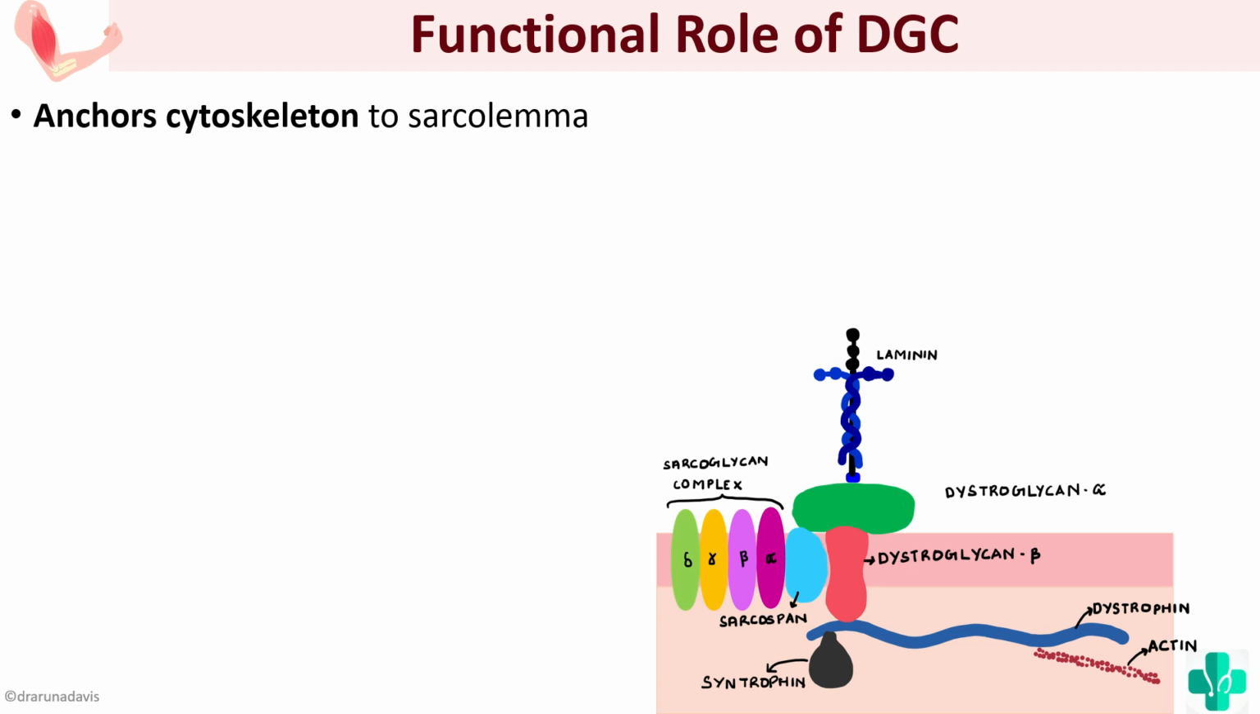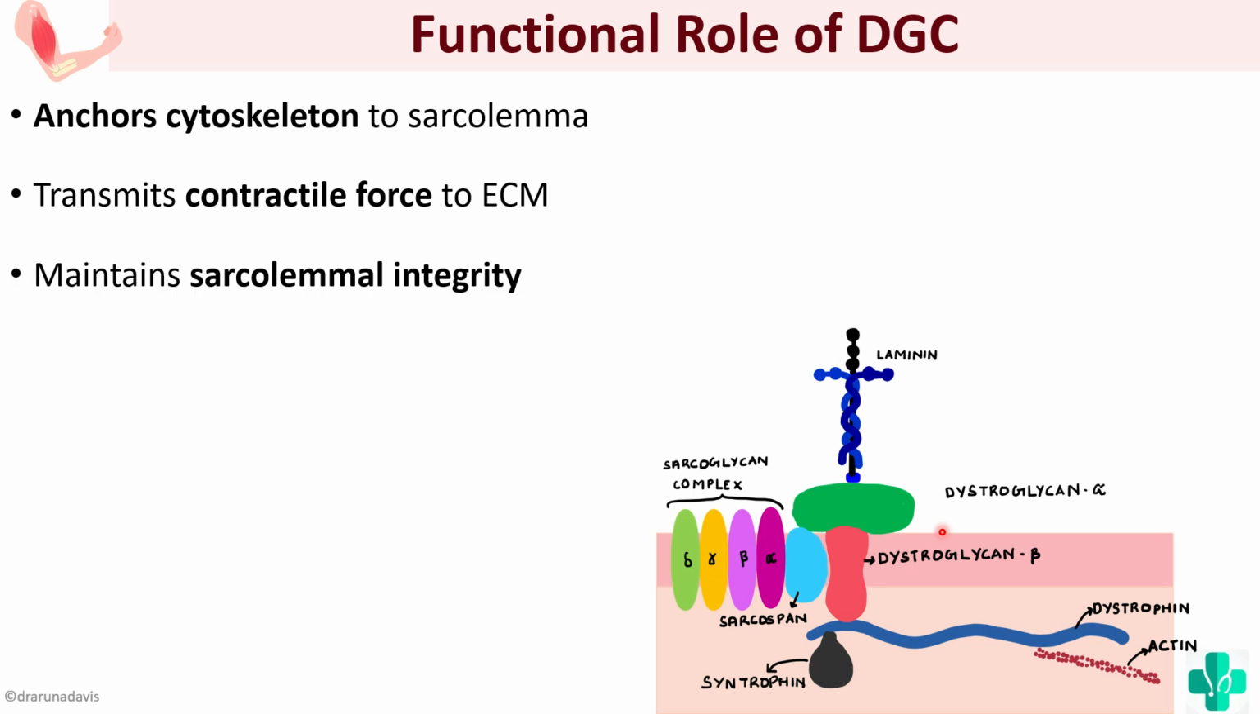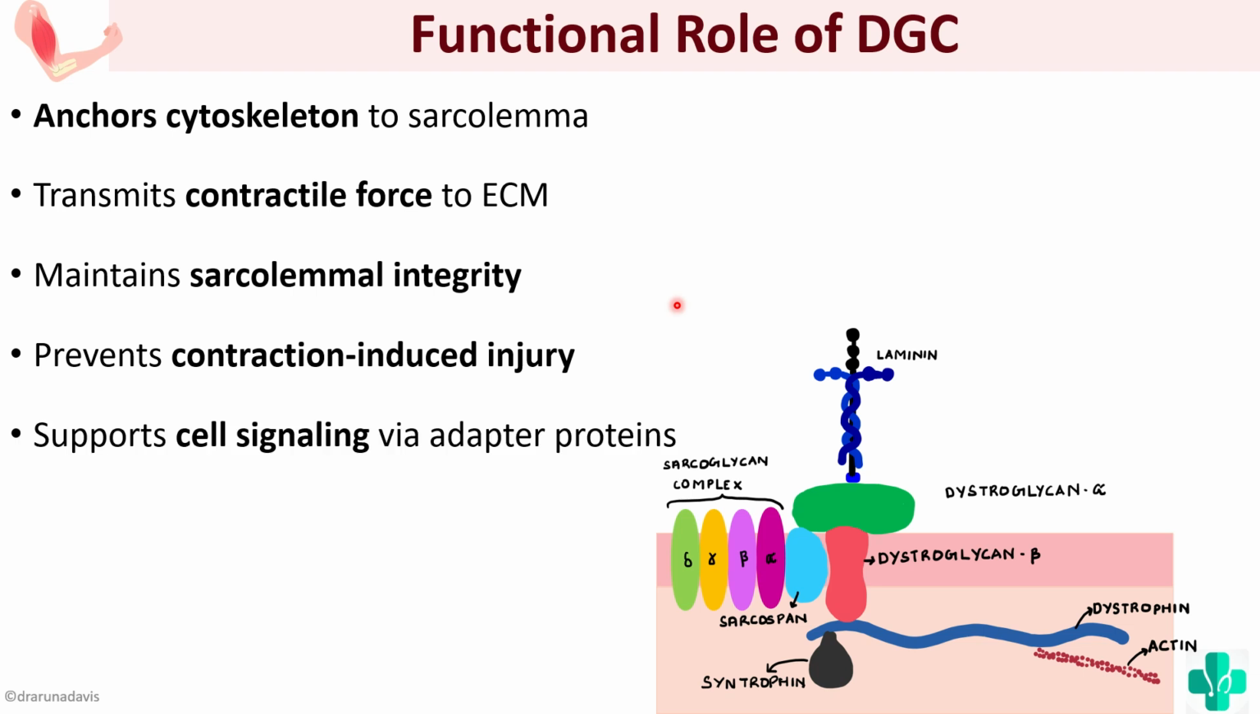So what is the functional role of this dystrophin glycoprotein complex? They anchor the cytoskeleton to the sarcolemma. They transmit the contractile force to the extracellular matrix, maintain the sarcolemmal integrity, prevent contraction-induced injury, and also support cell signaling via adapter proteins. So basically it gives good structural support to the cytoskeleton which is present inside the muscle.